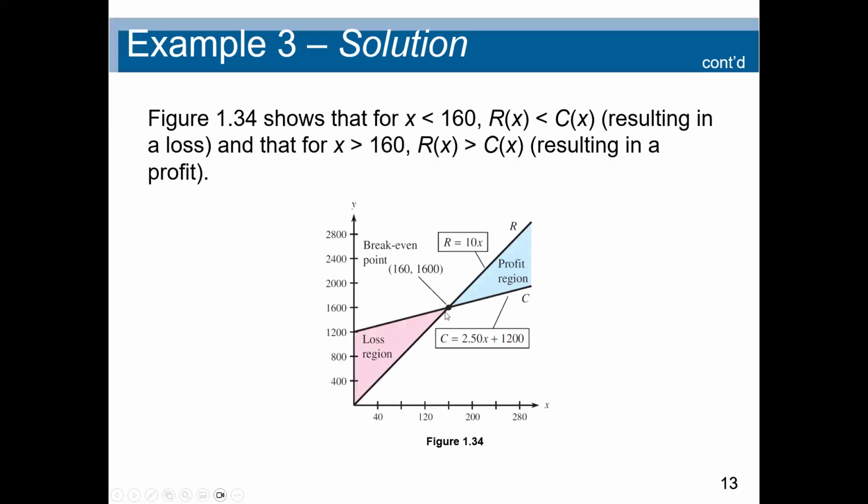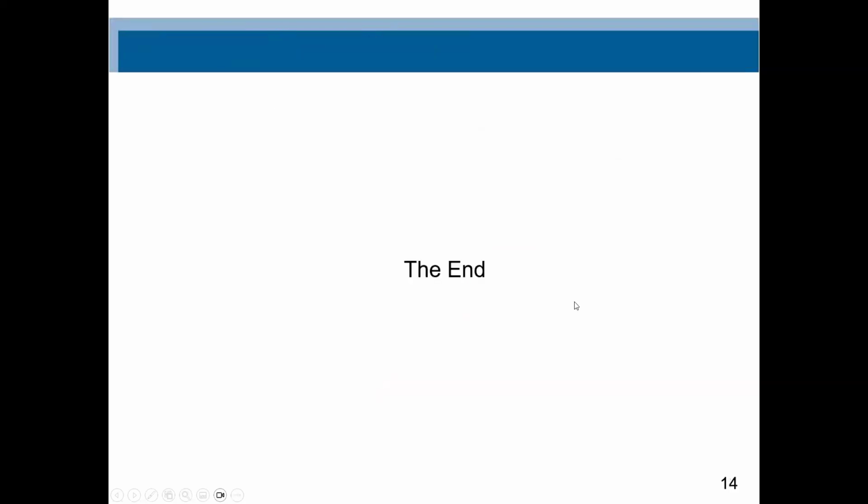So that's the graph we're trying to explain. You can see this graph here. Above is the profit region, below is the loss region. The cost line equation is C equals 2.5X plus 1,200, and the revenue is 10X. So if we say 10X equals 2.5X plus 1,200, we will get this point of solution. Any value below will be the loss region, above will be the profit region.